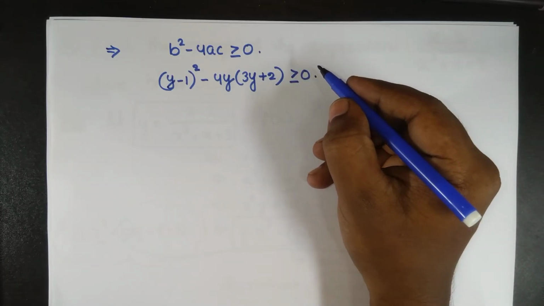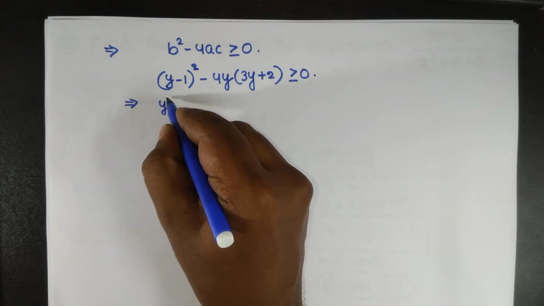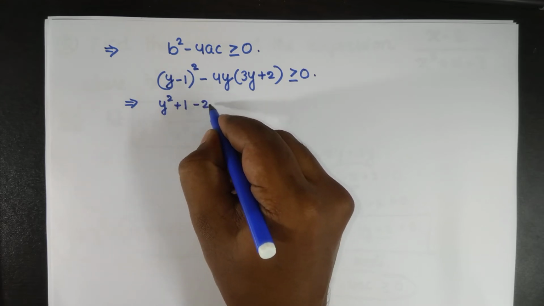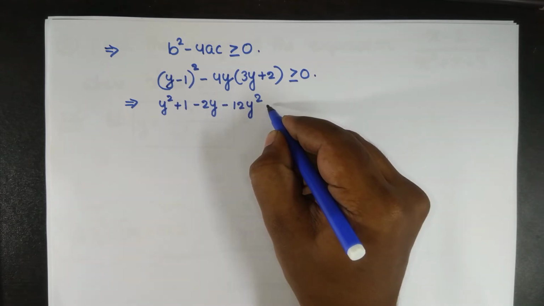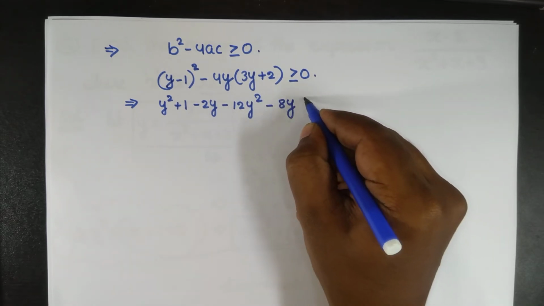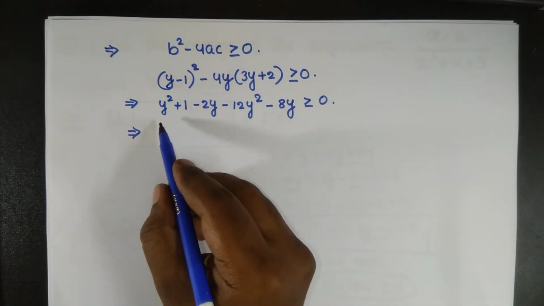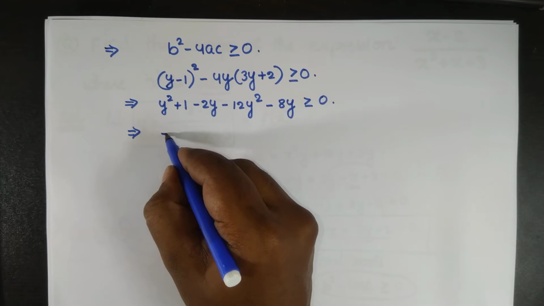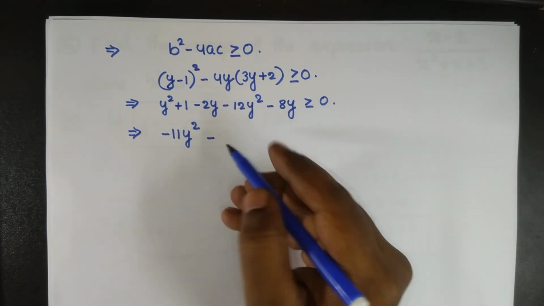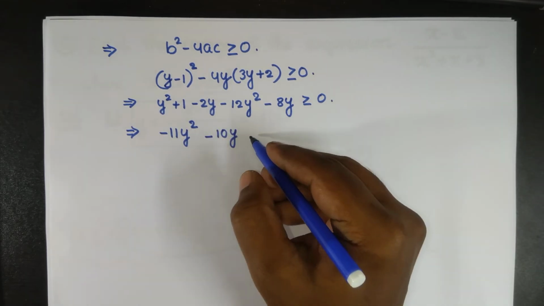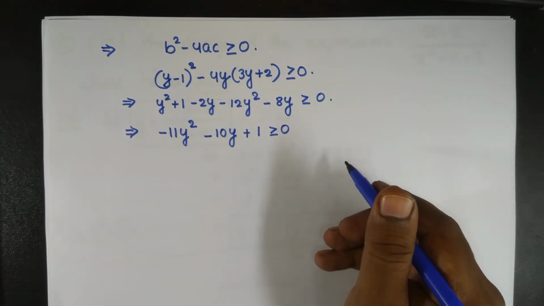Alright, so you can solve it further. There is no tail in this. So this is y square plus 1 minus 2y, and you get here minus 12y square, and this is minus 8y greater than or equal to 0. So I have y square minus 12y square, so this is minus 11y square, and minus 2y minus 8y, minus 10y, and this plus 1 is as it is, greater than or equal to 0.